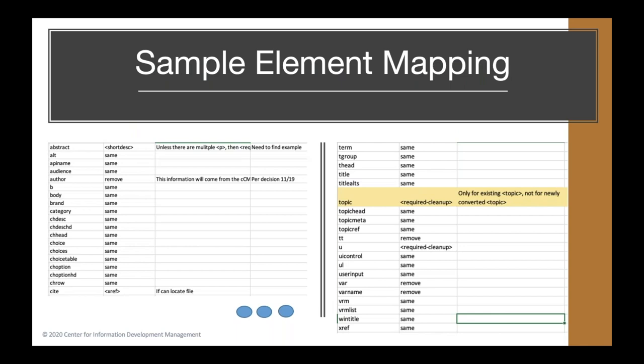So this is a sample of an element mapping that I did for a DITA to DITA conversion on the disposition of all elements in a content corpus. I created this list by using the DITA maps metrics that are available in Oxygen.